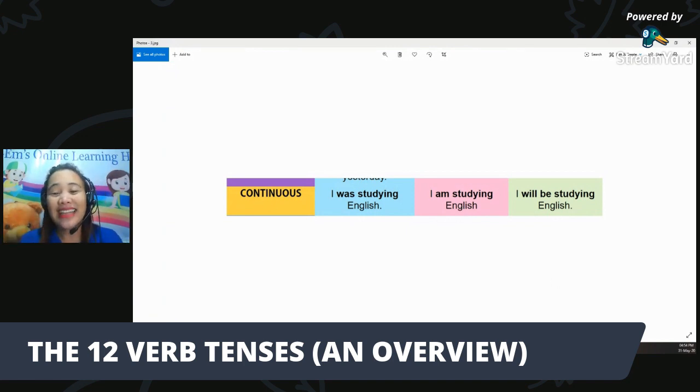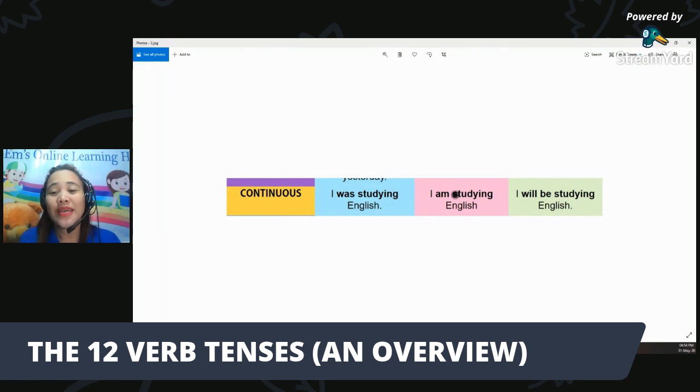Okay, so that is, as you can see, it indicates an action going on at the same time of speaking. So I am speaking right now, and I am eating pizza. So that is the usage of present continuous. The moment you say it, the action is there.